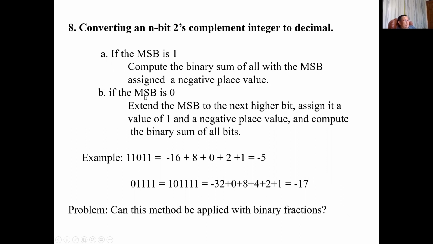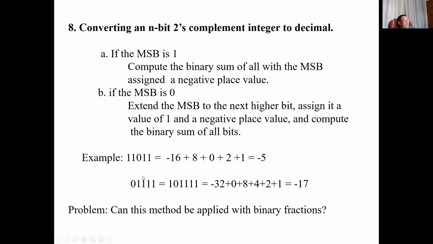Okay? For example, you use this. If you know that a number is in 2's complement form, you just check the MSB. Okay? For example, if the MSB is 1, you compute the binary sum of all with the MSB assigned a negative place value. For example, we are given 11011 to be a 2's complement number. What's the equivalent in decimal? We apply the same process, but the MSB is computed as negative 16 instead of positive 16. Okay? Negative 16 plus 8 plus 0 plus 2 plus 1. This is negative 5. Okay? You can apply the 2's complement conversion, it will be negative 5.